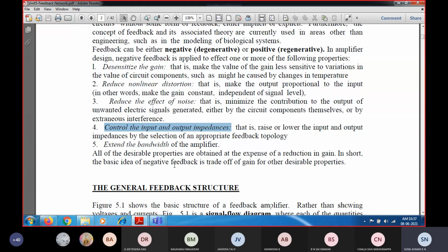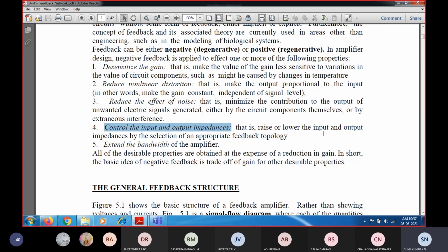If you employ negative feedback, the input impedance is going to increase, and at the same time the output impedance is going to be reduced by a factor. So that is the importance of negative feedback. It is going to control the input and output impedance. It increases the input impedance and reduces the output impedance.